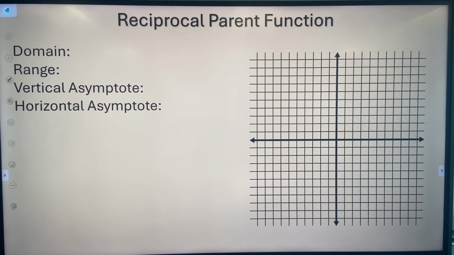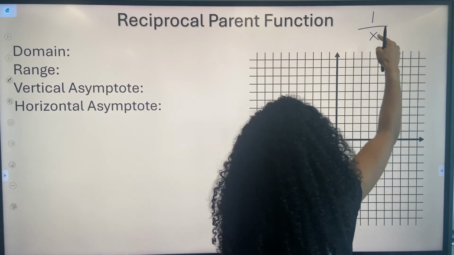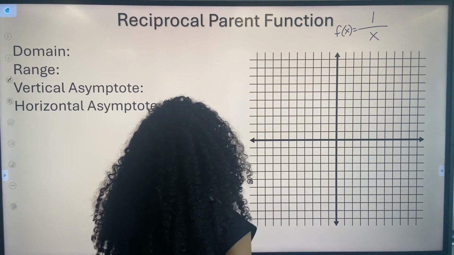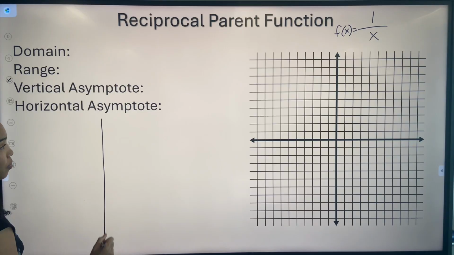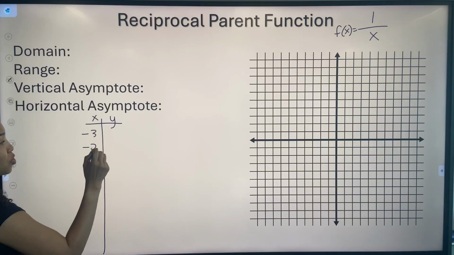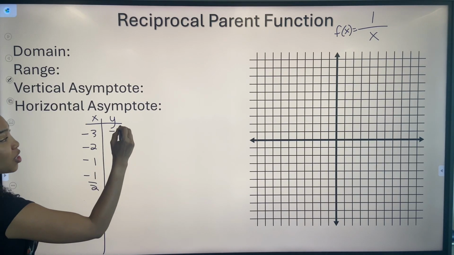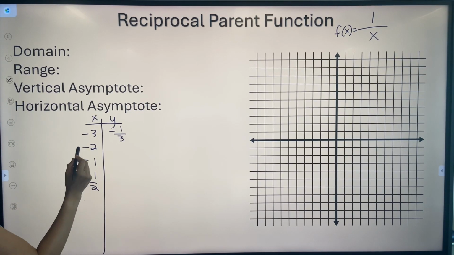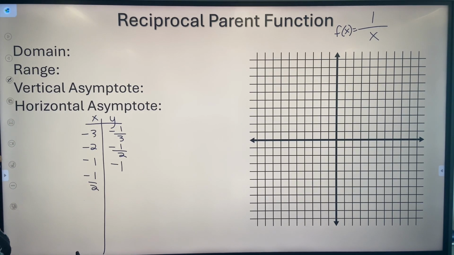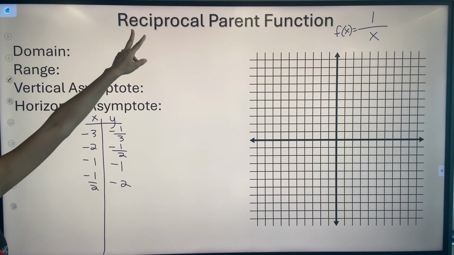Okay, so today we're going to learn about the reciprocal parent function. And this is the equation 1 over x. This is a reciprocal function. So if I were to make a table, I'm going to plug in the x values -3, -2, -1, and -1/2. The reciprocal of -3 is -1/3. You just flip it. The reciprocal of -2 is -1/2. -1 is just -1. And if you flip -1/2, you get -2. That's why it's called the reciprocal function.